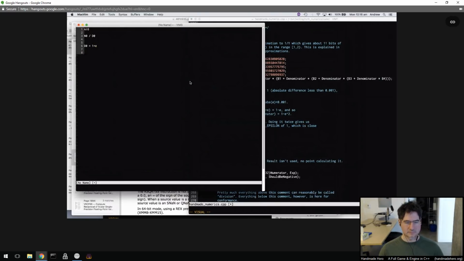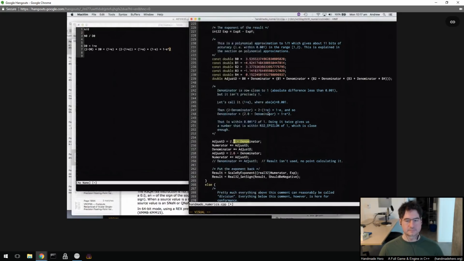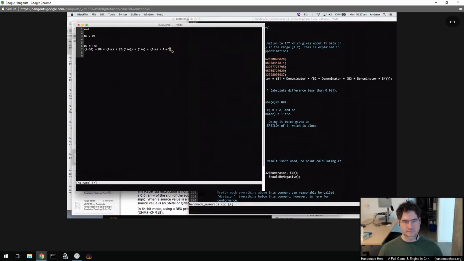0.001, a small number. Now, if we multiply this number by 2 minus d0, so 2 minus d0 times d0 is 1 plus e times 2 minus 1 plus e, which equals 1 plus e times 1 minus e, which equals 1 minus e squared. We know that e is a small number, less than 0.001, probably good to about 11 bits. So this is within 1 in 1,000. This is within 1 in a million of 1.